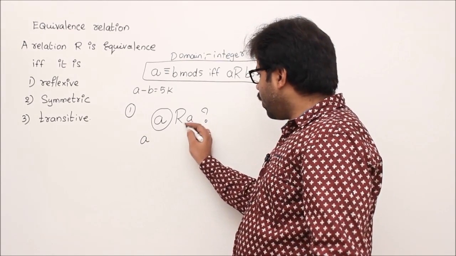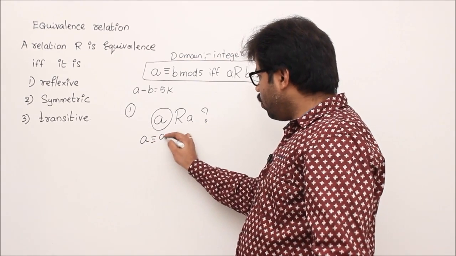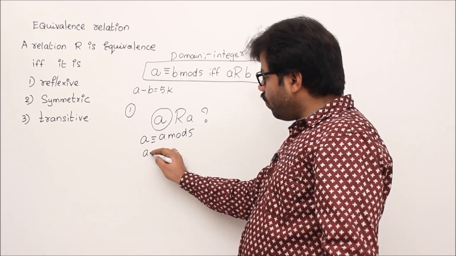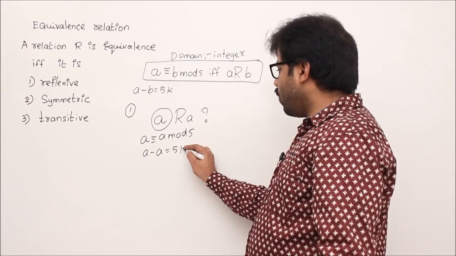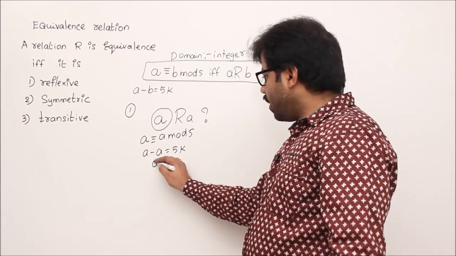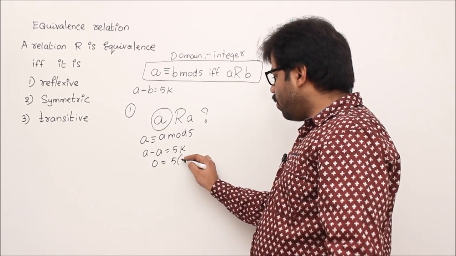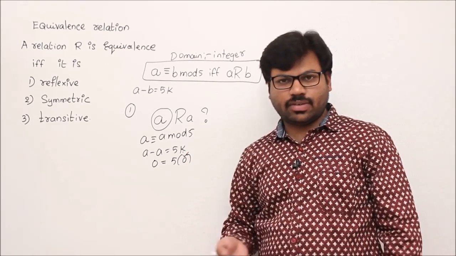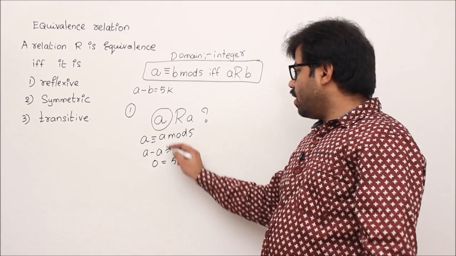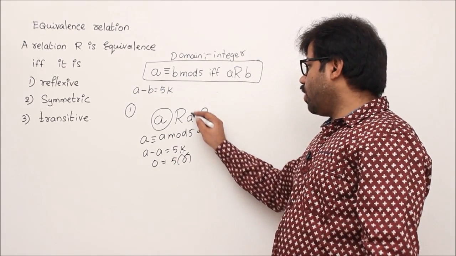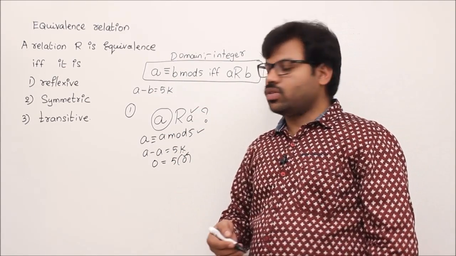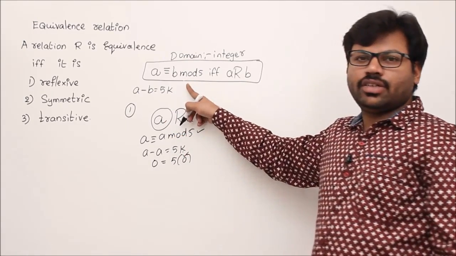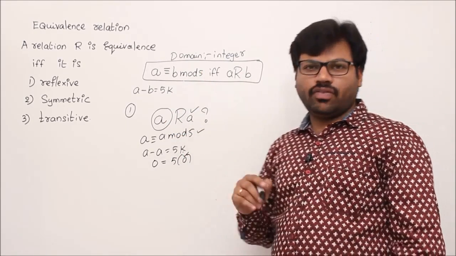So A is related to A if and only if A is congruent to A modulo 5. But A is congruent to A modulo 5 if and only if A minus A equals 5 into K. So A minus A is 0, equal to 5 into 0, isn't it? So K here is 0. Yes, 0 is an integer. That means A is congruent to A modulo 5 is true, A is related to A is true. So for every A, it is true that A is related to A for this definition. Now such a relation is reflexive.